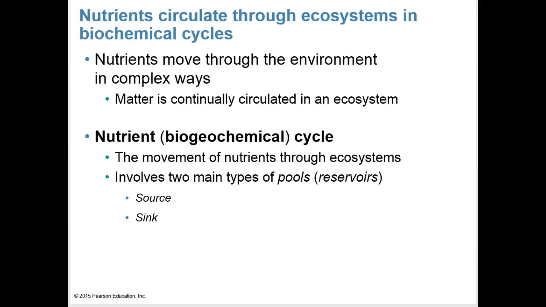So, back to the ecosystem service of nutrient cycling. Nutrients move through our environment in complex ways. Remember, matter can't be created or destroyed, just move from one form to the next. And matter is continually circulated in an ecosystem and is one of our important ecosystem services. This cycling of matter or cycling of nutrients are called biogeochemical cycles.